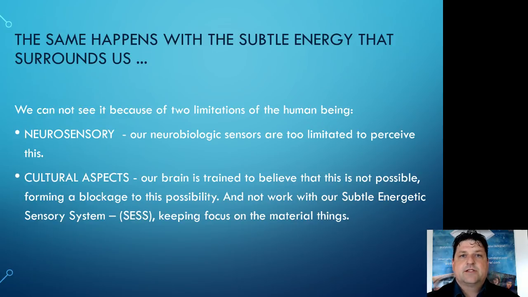Okay, so the same happens with the subtle energy that surrounds us. We cannot see it because of two limitations of the human being. Neurosensory is one of those. Our neurobiologic sensors are too limited to perceive this, okay? And the other one is cultural aspects. Our brain is trained to believe that this is not possible, forming a blockage to this possibility and not working with our subtle energetic sensory system, right? Keeping focus on the material things makes everything difficult. So we have difficulty perceiving any kind of subtle energy.